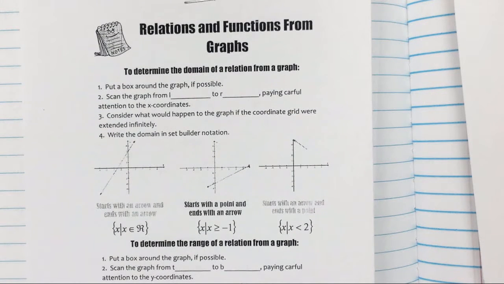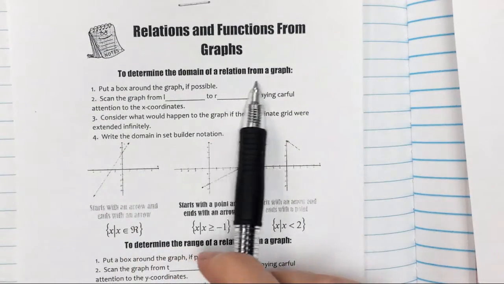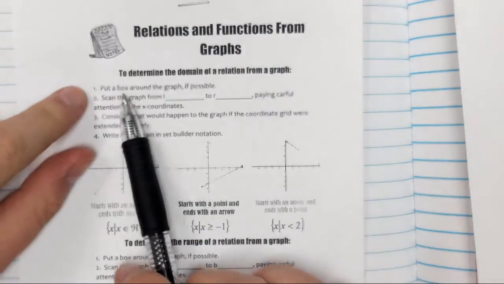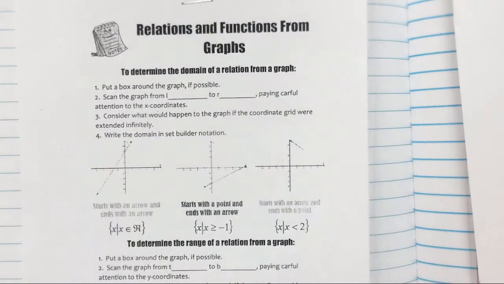In this video, we're going to discuss how to find domain and range from a graph. So first, we're going to start with finding the domain of a relation from a graph. So the first thing is put a box around the graph if possible. Sometimes that's not possible, but if it is, it really helps us to visualize where the domain would be.